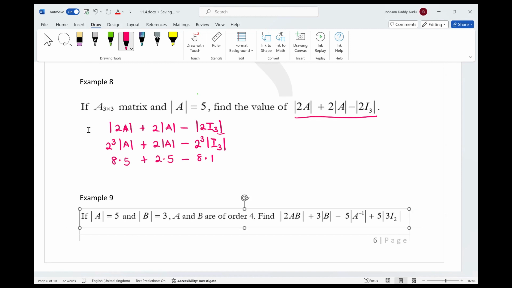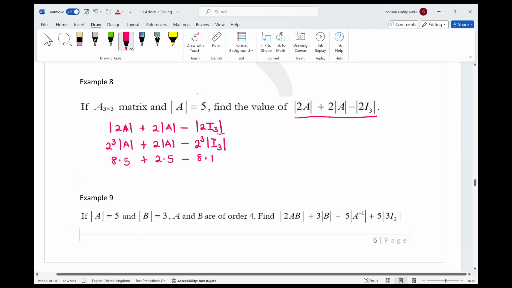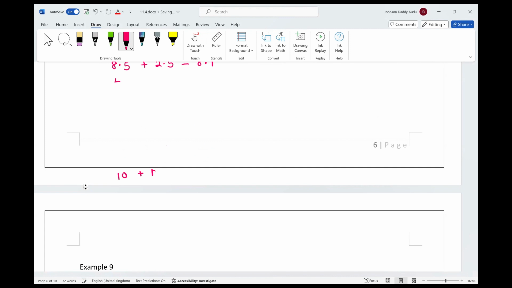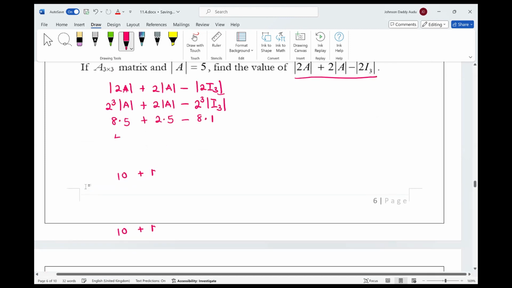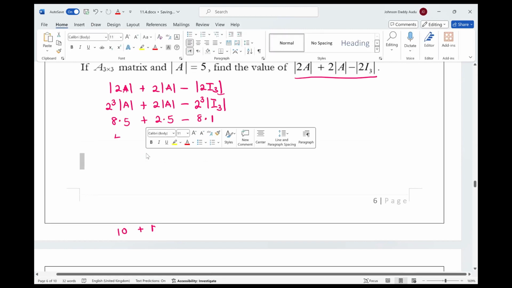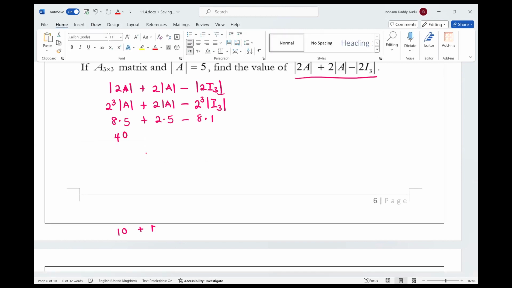Now, what do we have here? So this is just 40 plus 10. Just 40 plus 10 minus 8. And this is going to be 50 minus 8, I think this should be 42.